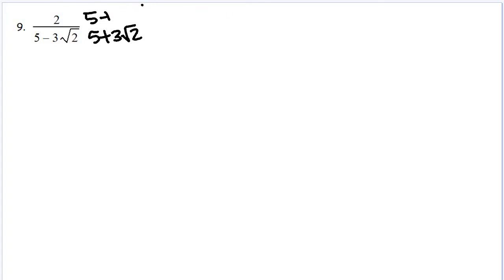And I wrote my coefficient as the index, so be cautious. 3 square root of 2. So it's just distributive property. 2 times 5 is 10. 2 times 3 square roots of 2 is 6 square root of 2 over. And then we're going to FOIL in the bottom.